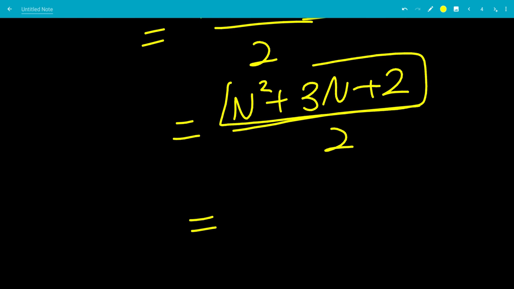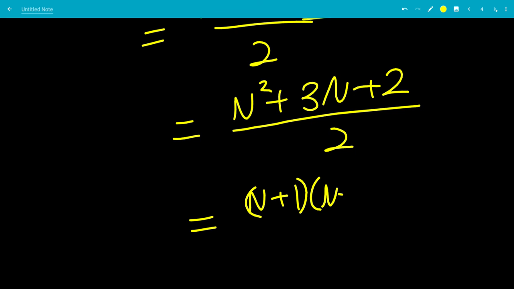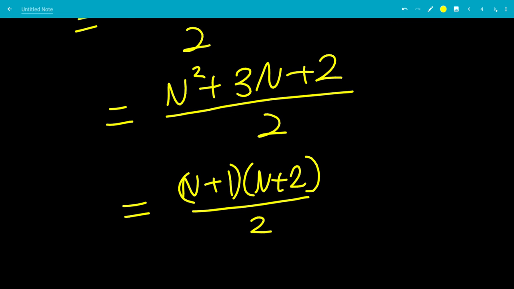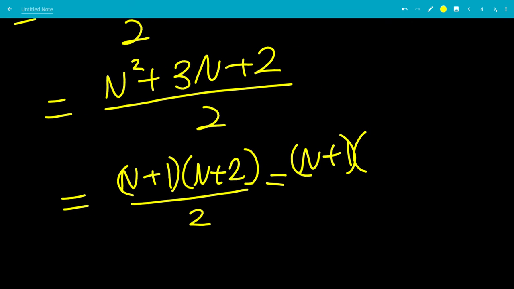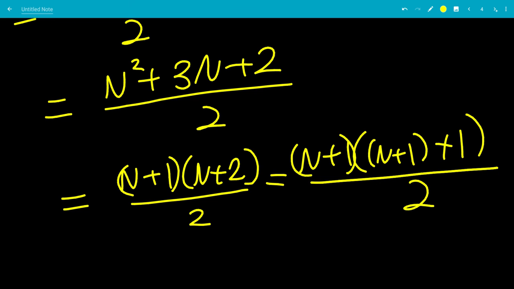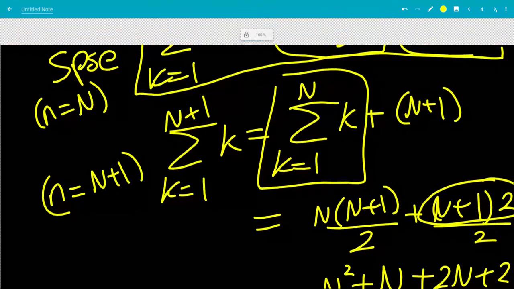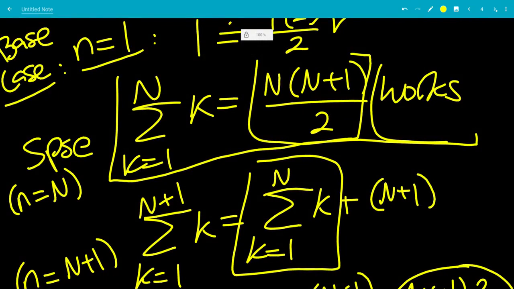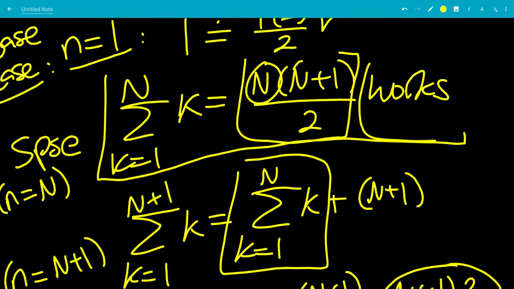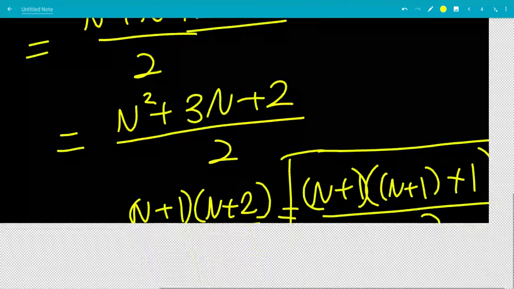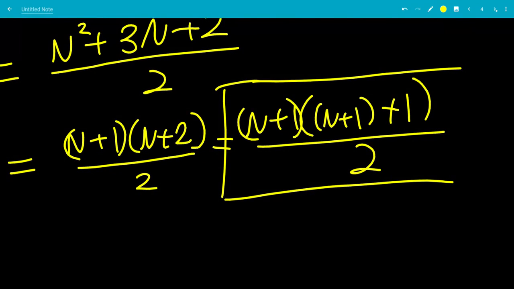But what do you notice about this? This is factorable into n plus 1 times n plus 2 all over 2. And now you can check this is n plus 1 times n plus 2 all over 2. So that basically concludes the proof, because the n plus 1 term gives the output of n plus 1 plugged into n, which is n plus 1 times n plus 1 plus 1 all over 2.